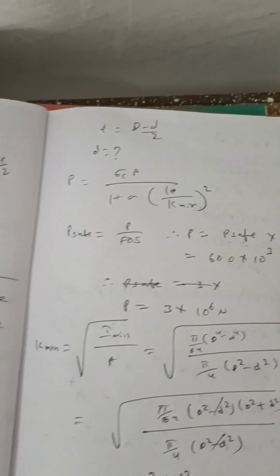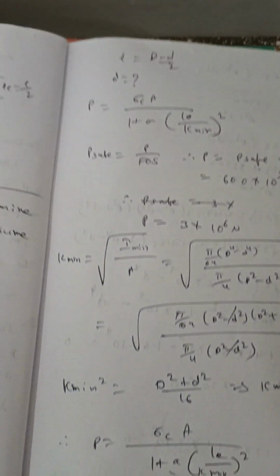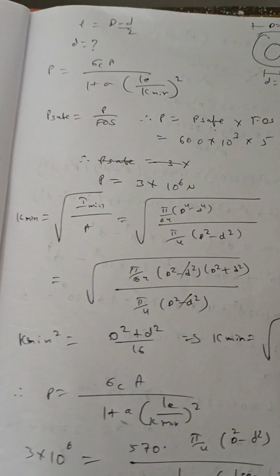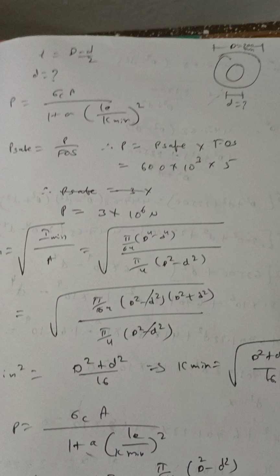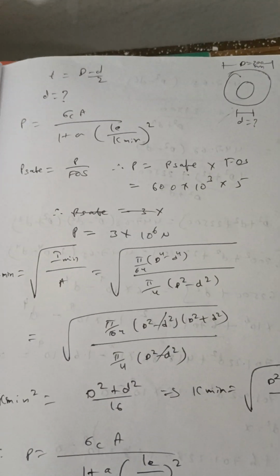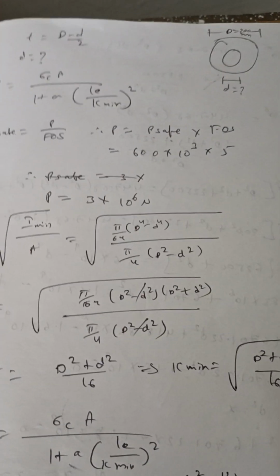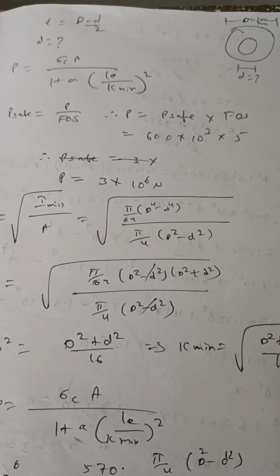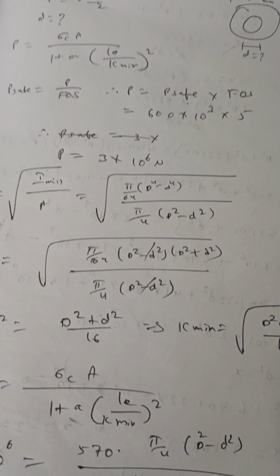Now what is k minimum? K minimum is under root of I minimum by A. I minimum is pi by 64 into (capital D power 4 minus small d power 4). But we don't know the small d value, so let us write it as it is, capital D, small d, divided by the area, pi by 4 into (D square minus d square).